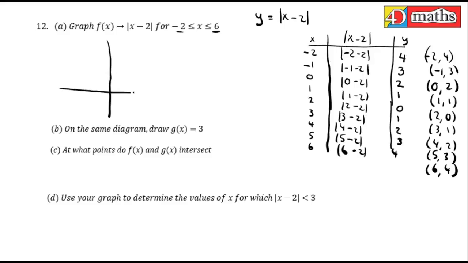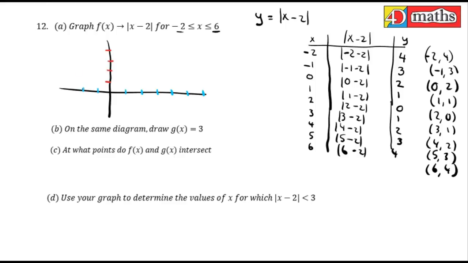First the x-y axes. I'm going to plot all my points. On the x-axis there's −2, −1, 1, 2, 3, 4, 5, 6, and we need all the points. On the y-axis we'll go 1, 2, 3, 4.